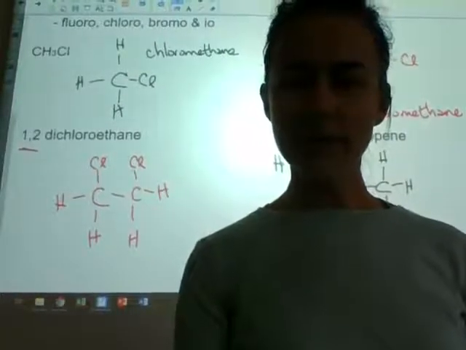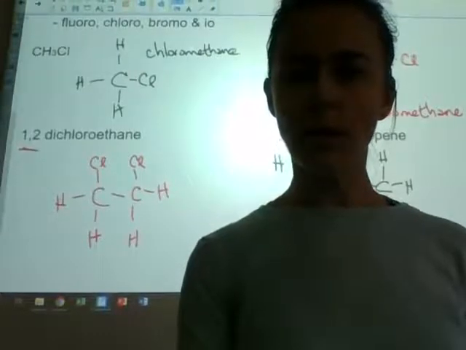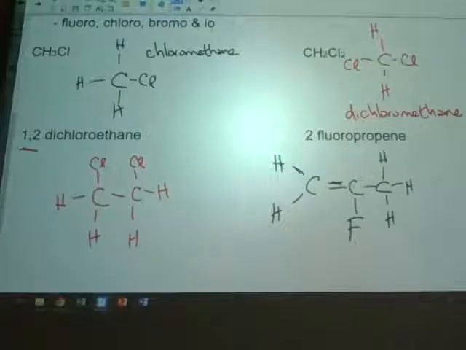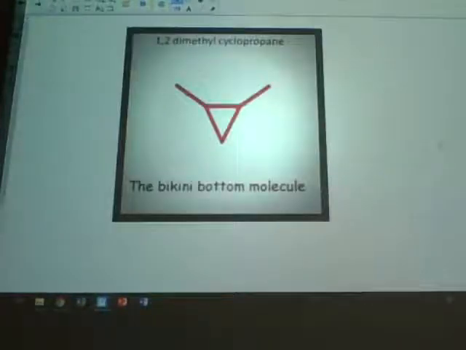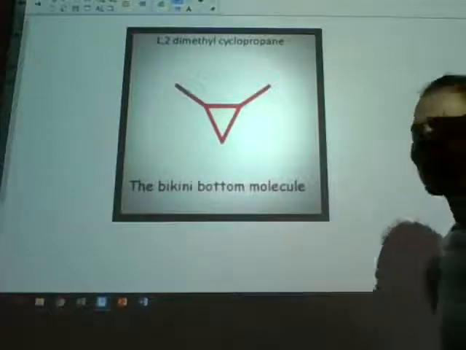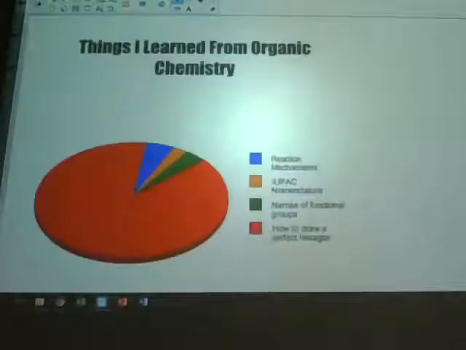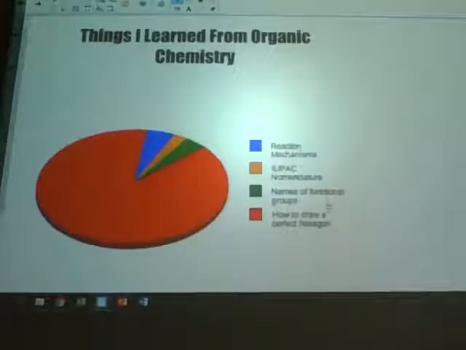There's a few more examples that I gave you guys in your follow along lesson that you have filled in. So there is our chlorine. Here's another little science joke. 1,2-dimethylcyclopropane, the bikini bottom molecule. Do I have more jokes? Oh yes, I do.